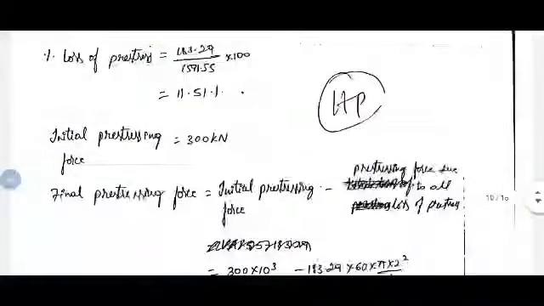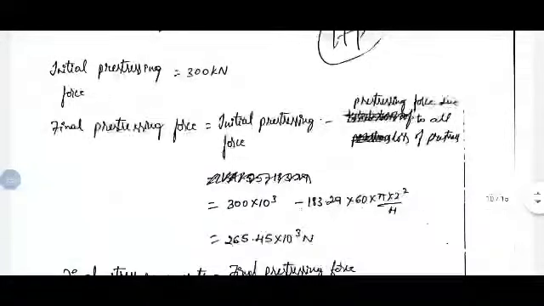Then initial pre-stressing force is 300 kilonewton. What is the final pre-stressing force? Initial pre-stressing force minus pre-stressing force due to all losses of pre-stress. So the initial pre-stressing force is what you have applied; final pre-stressing force means the force which remained at the other end. So again the stress you have calculated, that you need to find out.